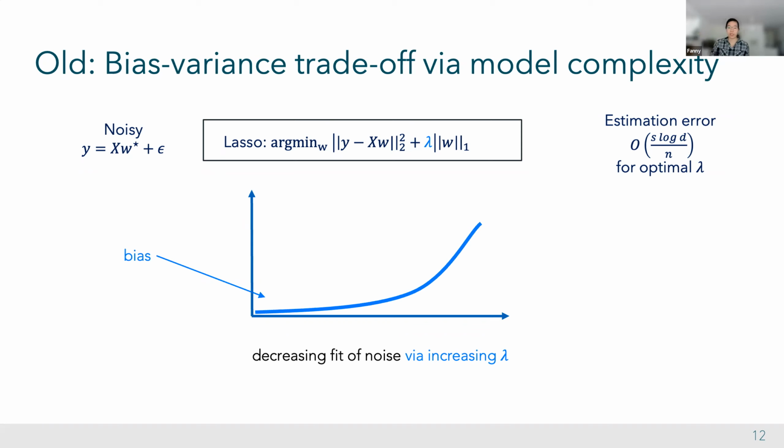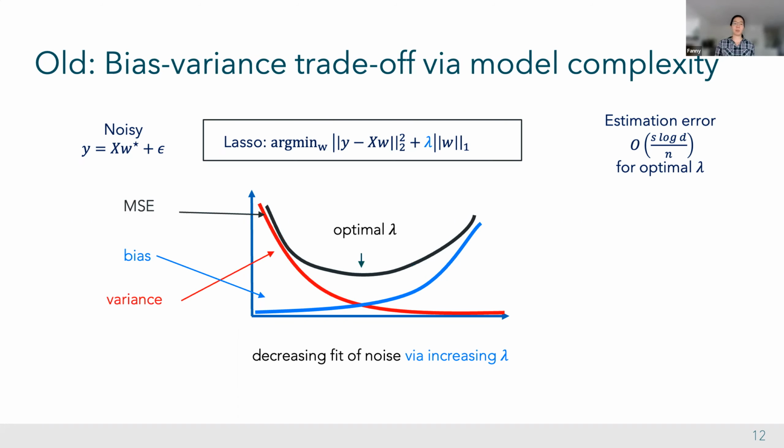So as we increase lambda, we are putting more weight onto having a simple structure than fitting the data. So we are decreasing the fitting of the noise. At the same time, when we increase lambda, we increase the bias as well, right? Because at some point the true w star is not going to be in that feasible set anymore. On the other hand, if you increase lambda, you are attenuating noise, and hence the variance goes down. And so the perfect lambda is essentially somewhere in between that minimizes the MSE.